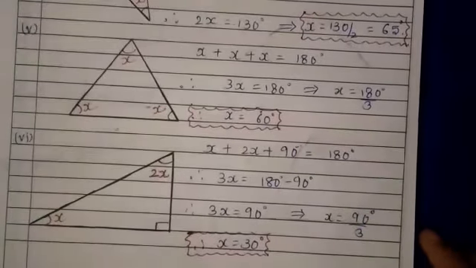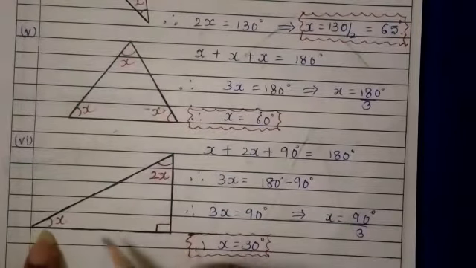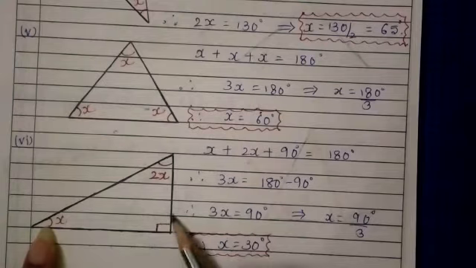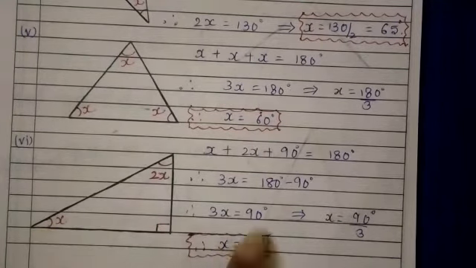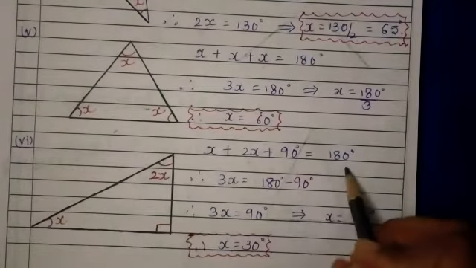Again a good question, a different type of question. See, here three angles are there. One is x and one is 2x, and the third angle is a right angle. Very easily we can make out that this angle is a right angle. Fine. Now add these three angles, that is x plus 2x plus 90 will give me 180.